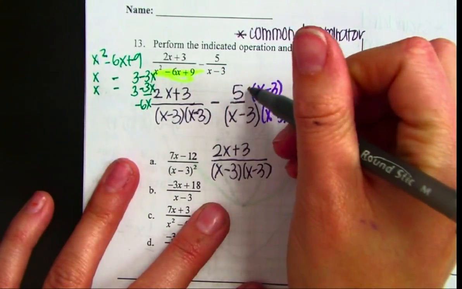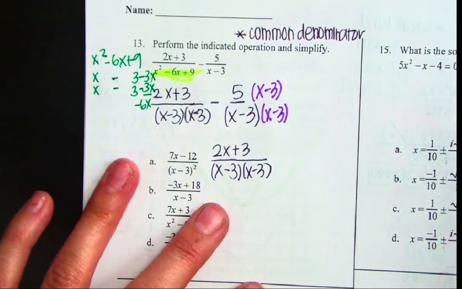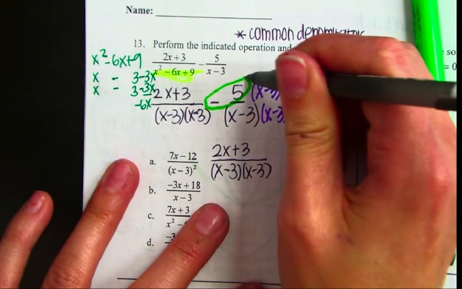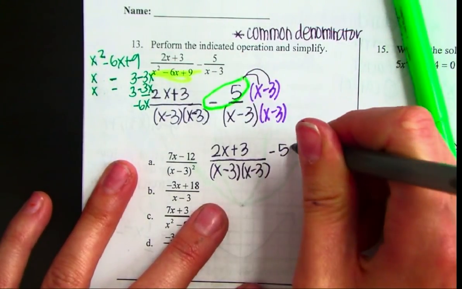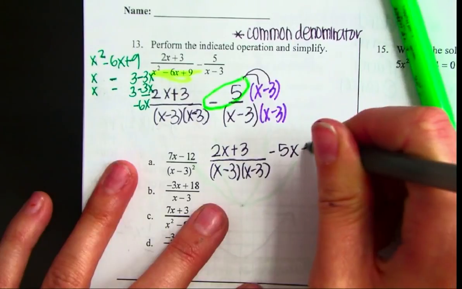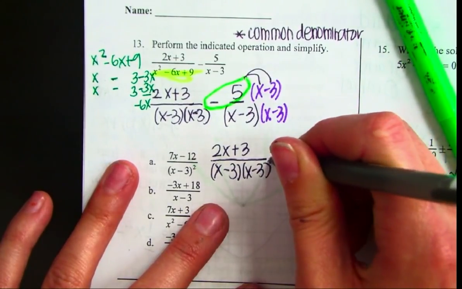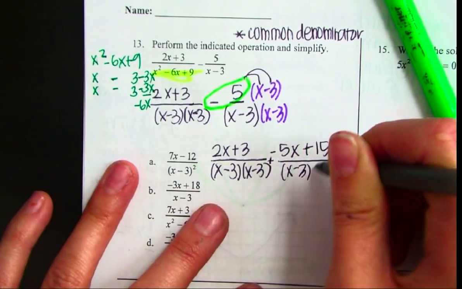And over here, we're going to distribute a negative 5. We have to be careful. This is negative 5, that's distributing. And we get negative 5x plus 15. And then this is x minus 3, x minus 3.